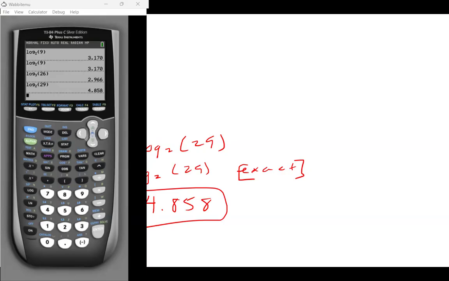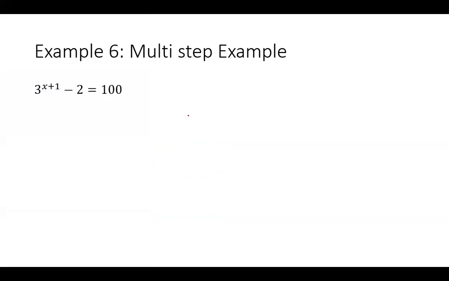What things? A negative log? Your x can't be negative. Your y can, your x can.